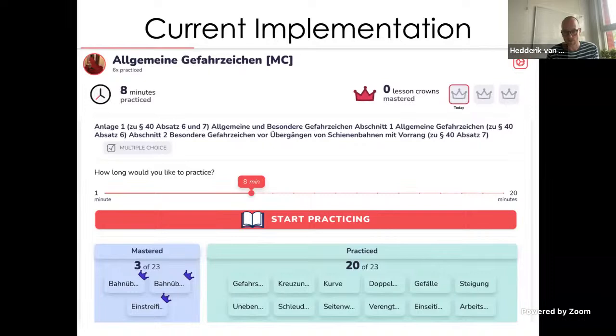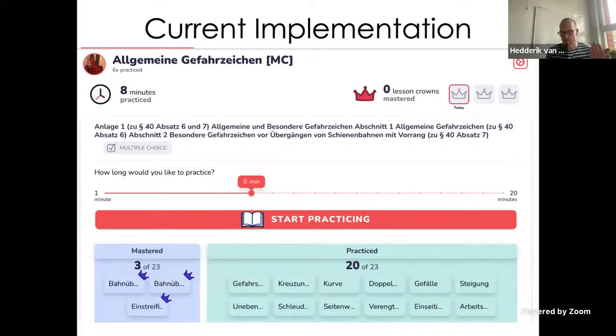What you can see on the bottom, in green, is that 20 out of 23 items have been practiced, but are not yet mastered. On the left side, you can see that 3 items have already been mastered. This is what you can see in the top left after 8 minutes of practice.